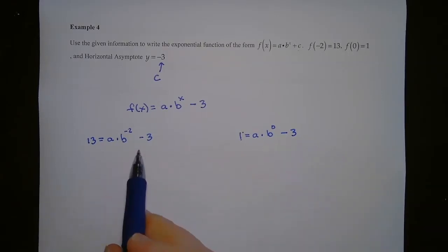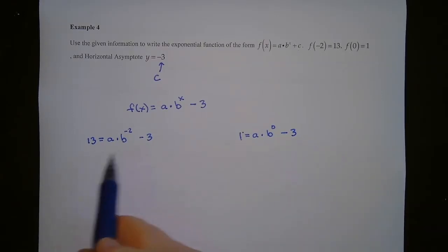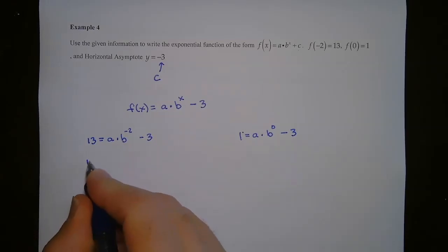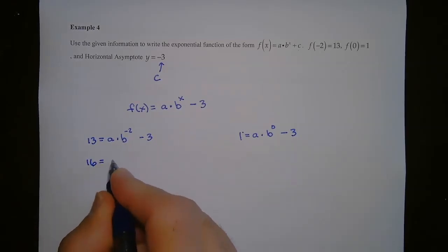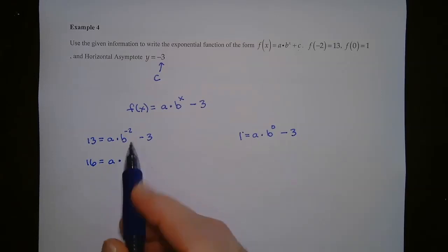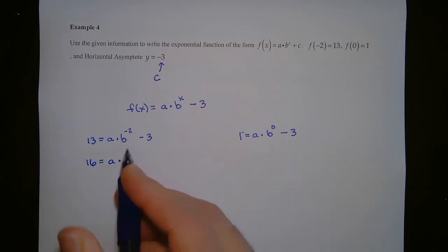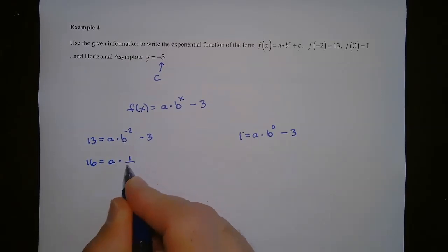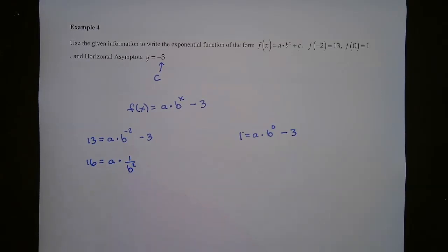Okay, so one thing I can do is add 3 to both sides on this one. And you get 16 is equal to a times b to the -2, which is really 1 over b squared. So I'm going to rewrite that as 1 over b squared. Over here, there's nothing more I can do on this side, so I want to jump to the other side and start working on this one.